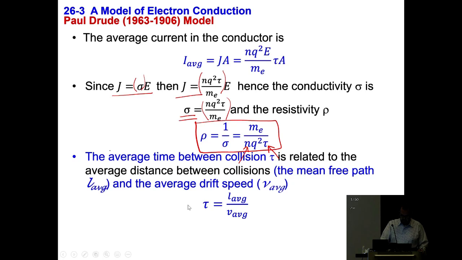So finally, we can write that the average time between collisions is related to the average distance between collisions, which is usually referred to as the mean free path, L average, and the average drift speed, V average. So we can write that the average time between collisions is equal to the mean free path, or the average distance between collisions, divided by V average.